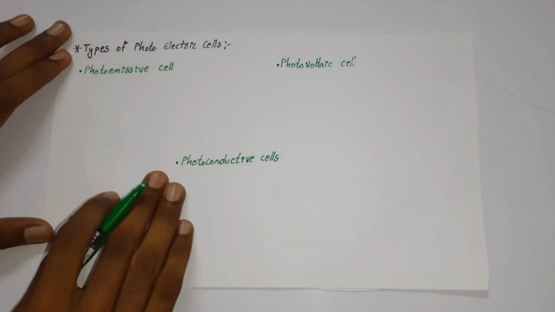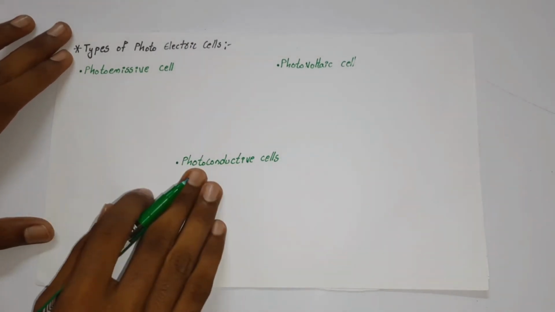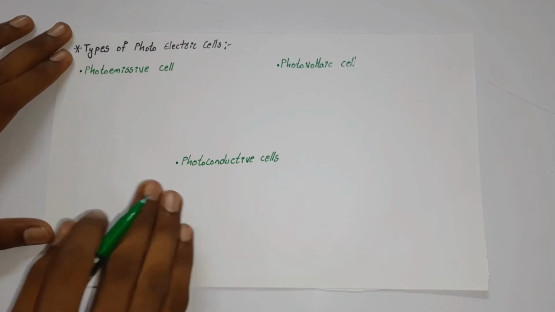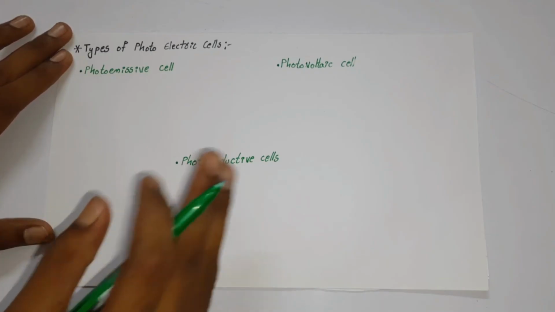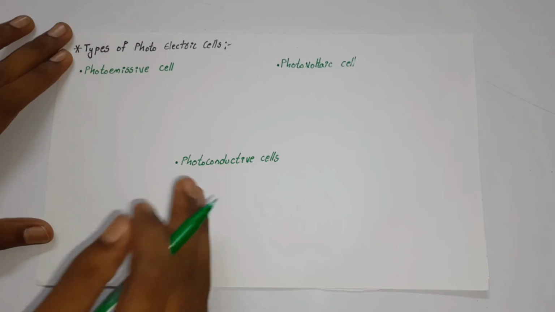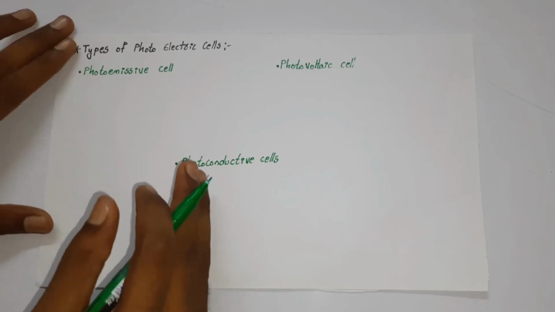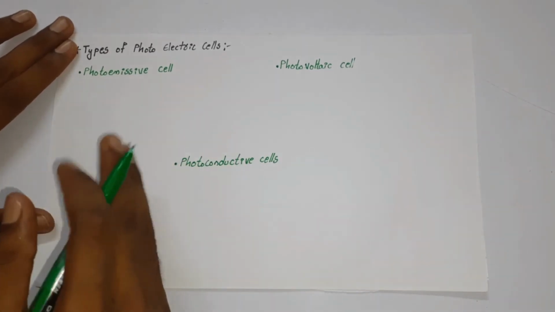Now let us know the different types of photoelectric cells. Based upon the photoelectric emission, the cells are classified into three different types. That includes the photoemissive cell, the photovoltaic cell, and the photoconductive cell. These are the three different types of cells that exist, and let us see the different configurations of the three types of cell.